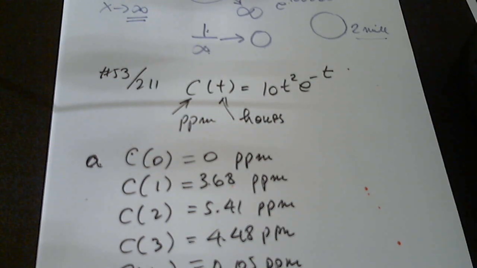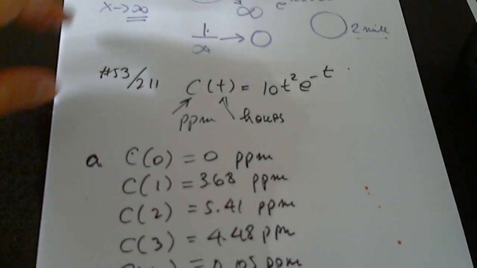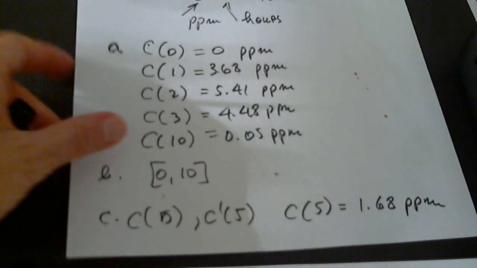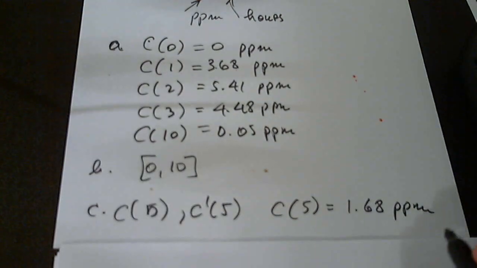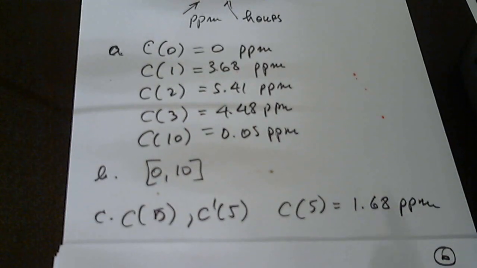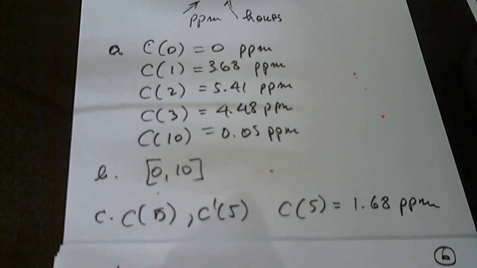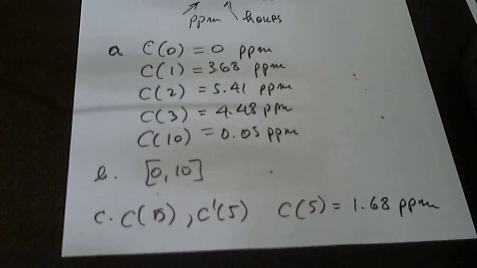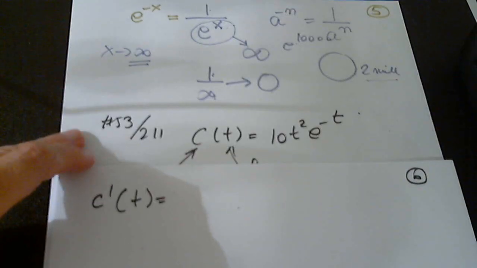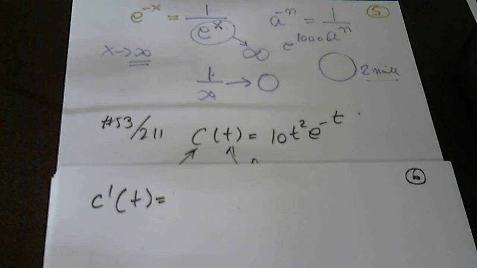Now, the last part is asking us to determine C prime of 5. Well, I cannot determine C prime of 5 before I find C prime. So let's determine C prime, which is the marginal cost if it's the cost, or if it's another function, it's simply C prime of t. Good. So then what procedure, what formula, what rule do we apply here for 10 t squared e to negative t?